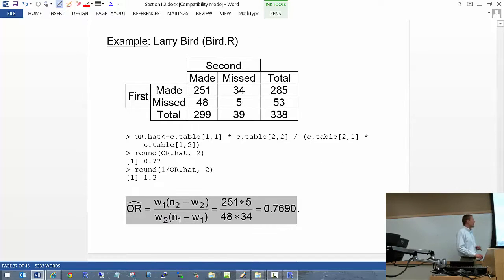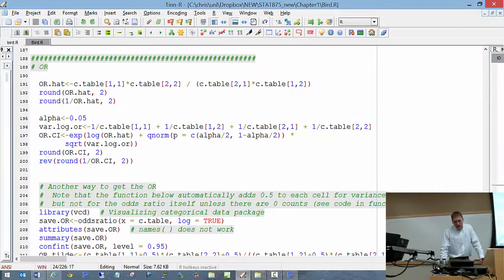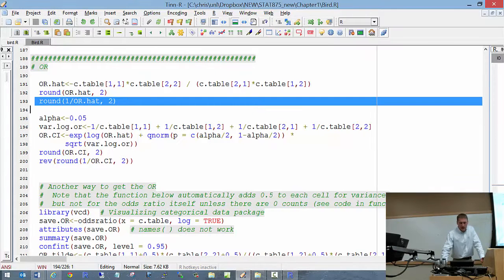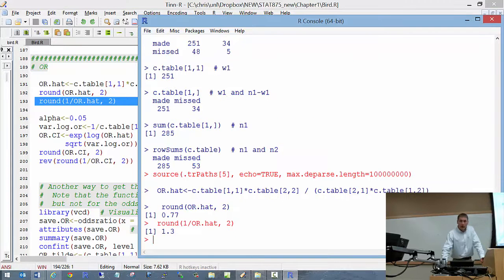So let's take a look at an example. We go back to Larry Bird once again, and we come on over here to 10. So if I want to find my estimated odds ratio, remember my data is in c.table. So I just simply pull out the particular cell counts that I need. The 1 cell count gives me my W1. The 2 cell count gives me my N2 minus W2. And so I just do that throughout the table. And here's my estimated odds ratio, 0.77. Sometimes it's useful, and you'll see this shortly, to look at the inverse. And so my inverse is 1.3.